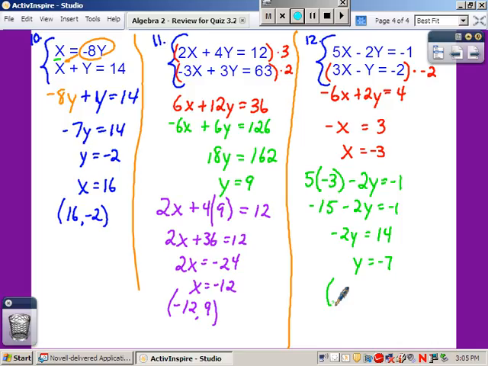Okay, final answer. x is negative 3, y is negative 7. Excuse me. All right, that's actually it for all the problems. As you notice, some of them were substitution, some elimination, some you could have chosen both, but there seems to always be one way that works a little bit better than the other.